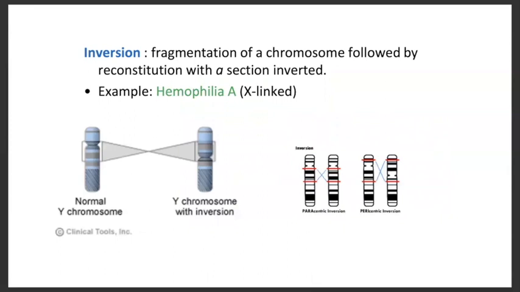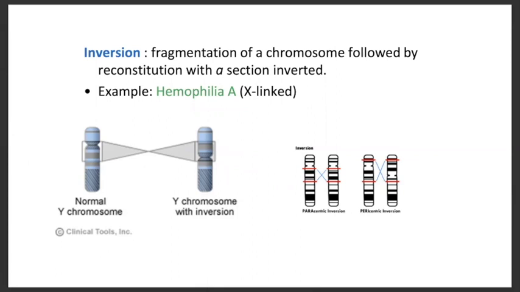Inversion is the fragmentation of a chromosome followed by a reconstitution with a section inverted. An example of inversions is hemophilia A. So for example, if you have a chromosome, the portion of this chromosome that should be located in the petite region is inverted to the Q portion or the long arm portion of the chromosome. So that is inversion.